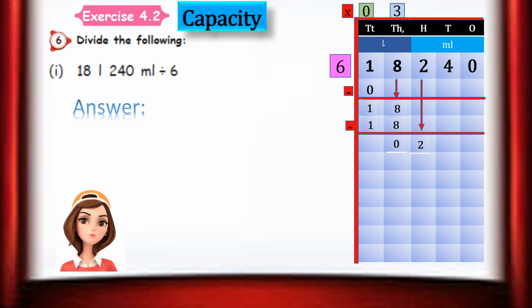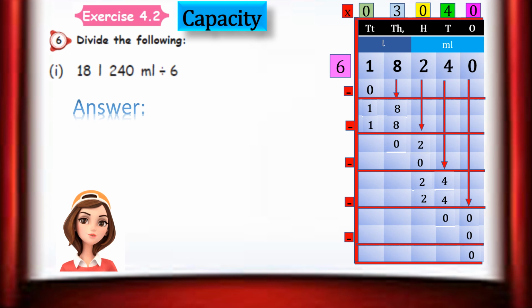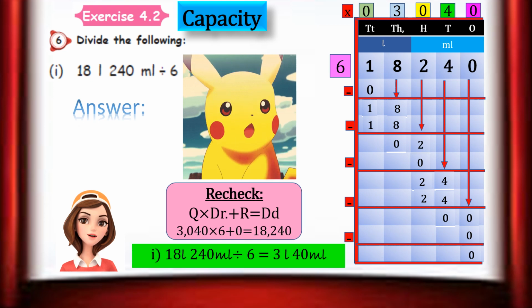So bring down the 2. In the 6 times table we don't have 2, so let us take once again 0. 6 zeros are 0. If we subtract, we have 2 now. Then bring down the next digit. So now we have 24. That is 6 fours are 24. Fine. If we subtract once again, 24 minus 24, 0. Then bring down the next digit, 0. If we multiply with 0, then we have 0 only. So the answer will be 0. Then let us select and write 3 liter 40 milliliter.